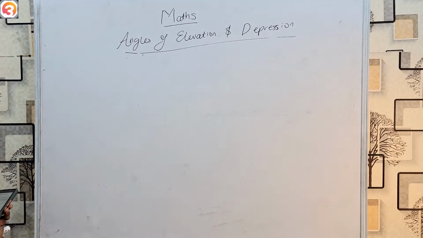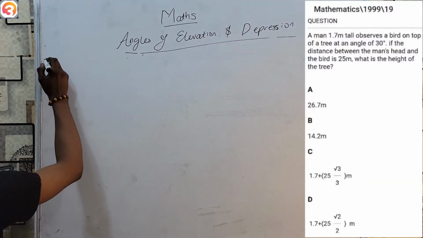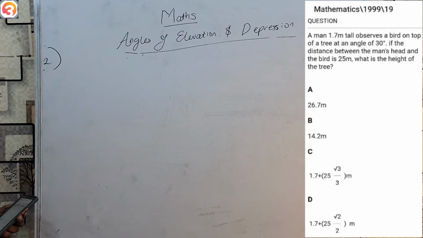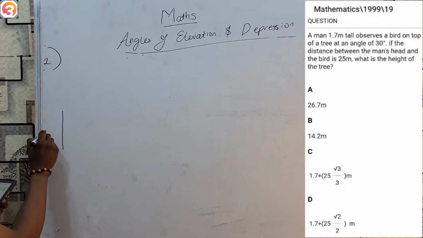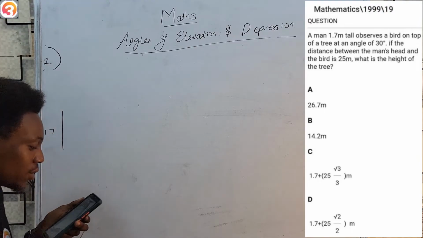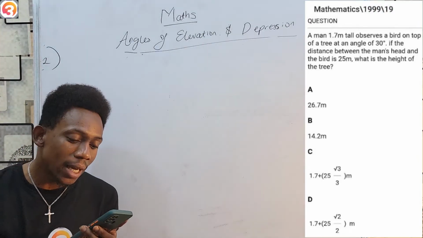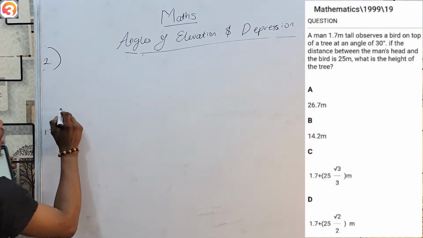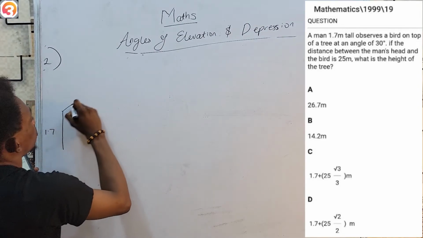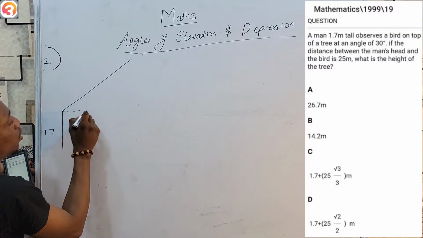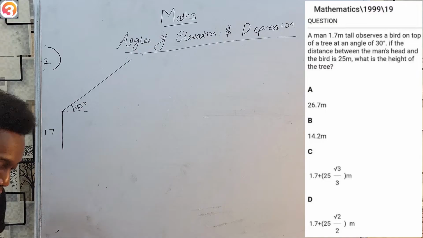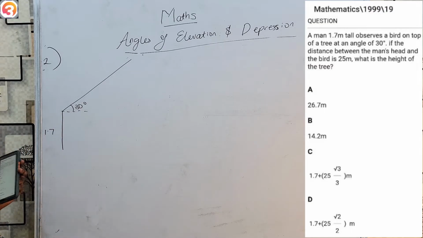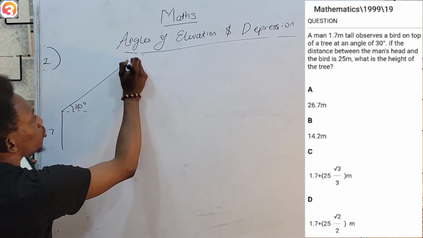A man 1.7 meters tall, a man who is 1.7 meters tall, let's draw this as the man, observes a bird on top of a tree at an angle of 30 degrees. Now, pretty much the same as before, just that in this case, my angle is now 30 degrees. If the distance between the man's head and the bird is 25 meters, now here's where you have to be careful. This is the top of my tree here.